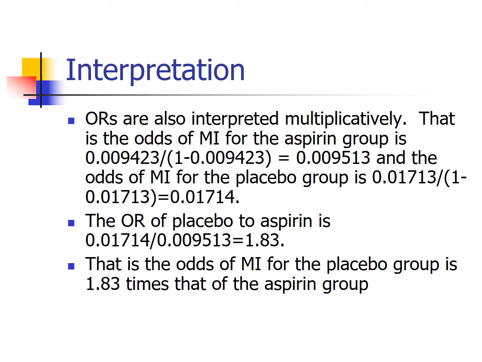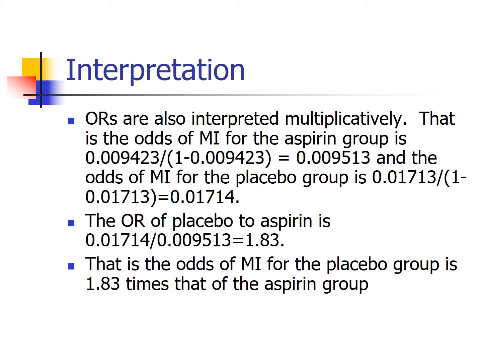Okay, so odds ratios are interpreted multiplicatively, just like risk ratios are. So in our example, the myocardial infarction example, the odds of a heart attack for the aspirin group is the probability of a heart attack, 0.009, over 1 minus 0.009. Put that into a calculator, you get about 0.009. The odds of myocardial infarction for the placebo group is 0.017 over 1 minus 0.017. You put that into a calculator. Hey, a little deja vu, you get 0.017.